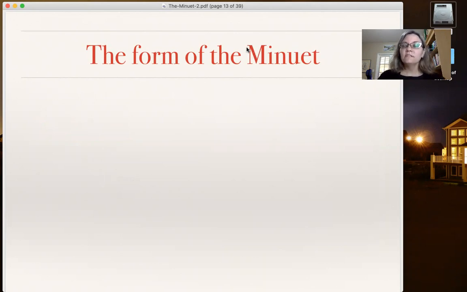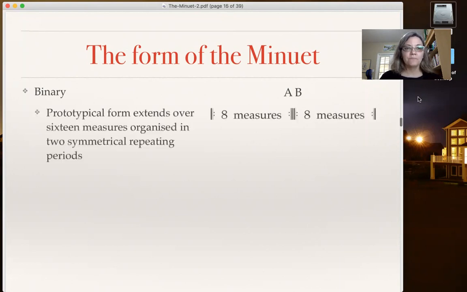So listening to the Mozart, you should have noticed that there were two halves to that. And so the form of the minuet is in fact binary. Binary meaning there's two parts, okay? And if we represented this with letters, it's an A and a B, just like we have indicated there, okay? An A and a B.